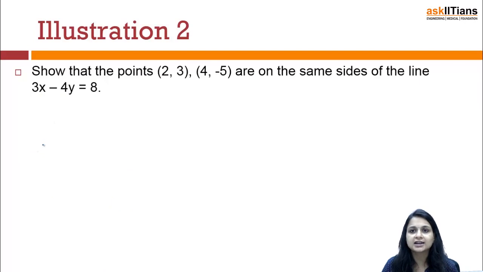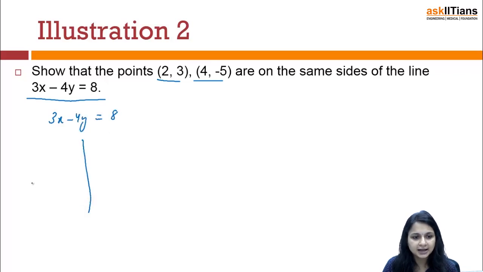Now we can also get another kind of question in which we have to show which of these points are on the same side of the line. Now we have to show whether they are on the same side or on the opposite side. So let us draw this line 3x minus 4y equal to 8. If I put y equal to 0, x would be 8 by 3. So it would be 8 by 3 comma 0. If I put x equal to 0, y will be minus 2. So it would be a line like this.